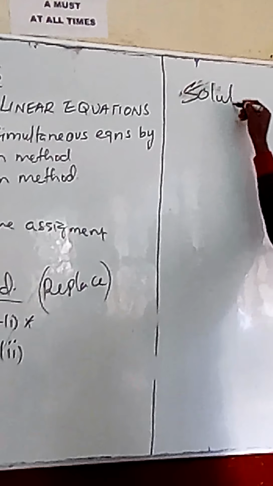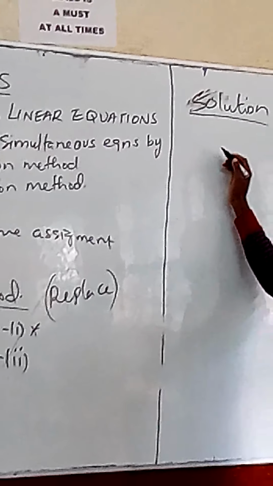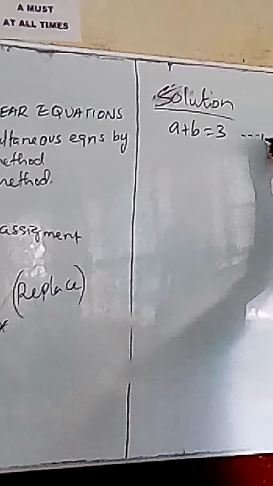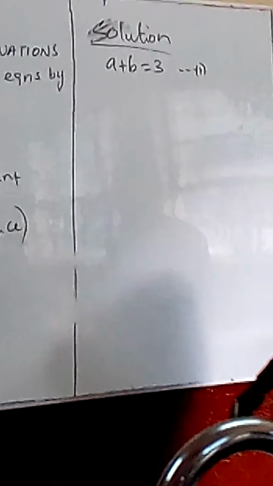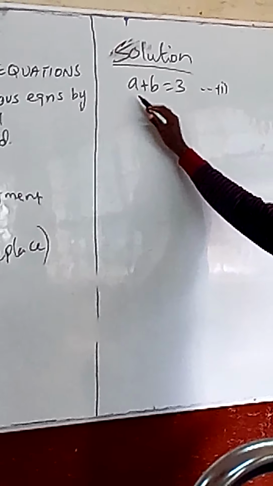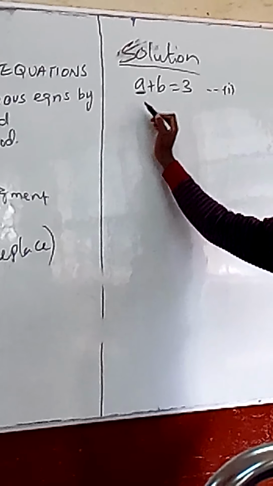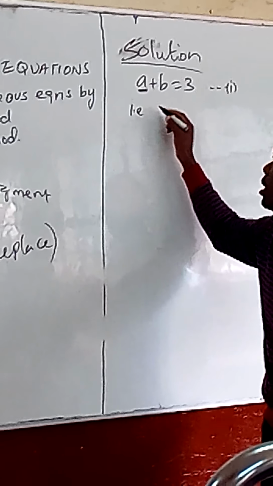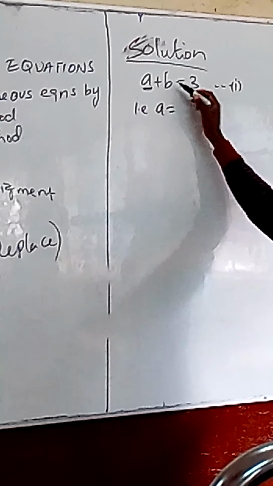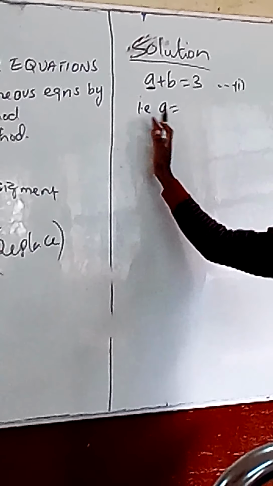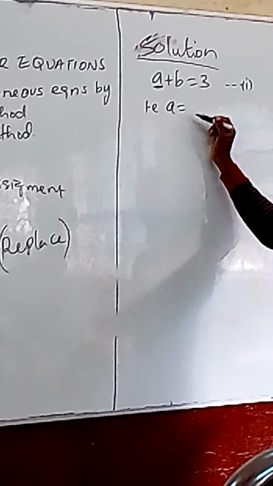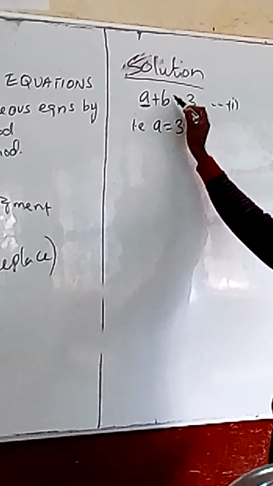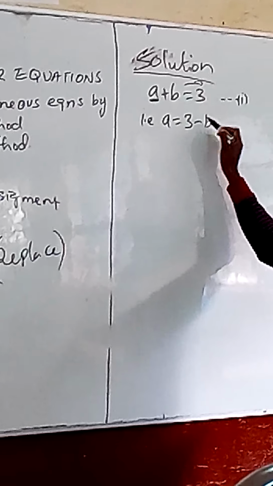Solution. a plus b is 3. This is equation 1. We can decide to make a the subject of the formula. That is, a equals, a remains alone on the left hand side, then b and 3 remain on the other side. 3, when you take positive b to the other side, it becomes negative b.